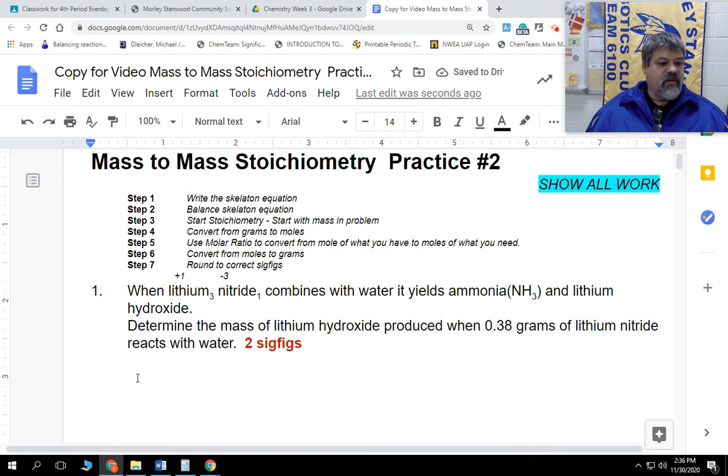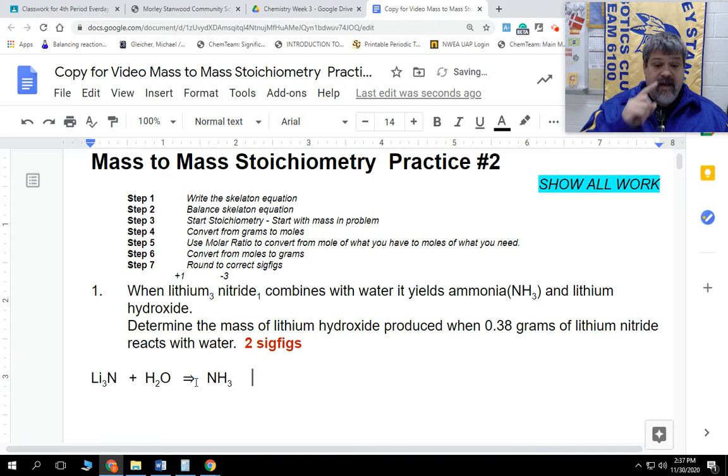So there's our first one. We're going to write that down here as lithium, Li, and we have a subscript of 3. And then we put in nitride, which is N, nitrogen, and we only need 1, so we don't need to put a number down there. So that's going to combine with water. Hopefully you know the formula for water, H2O. And we said that that is going to yield ammonia, which is NH3.